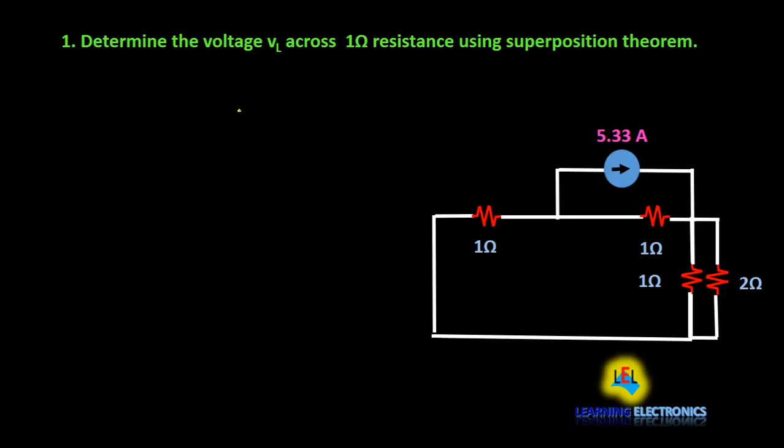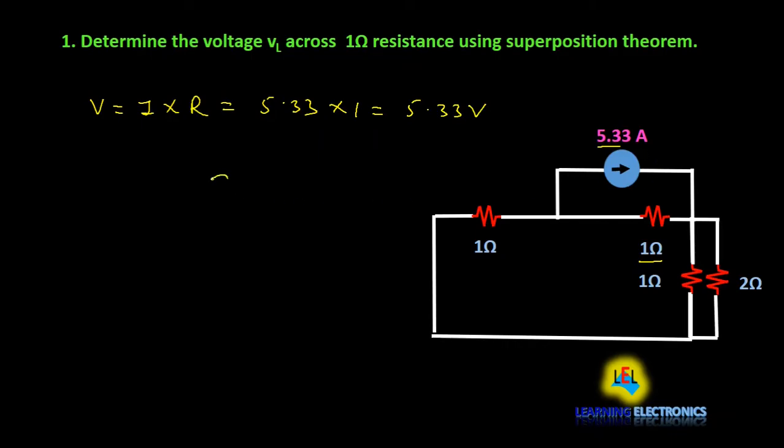Okay. Now here we can see that this 5.33 ampere current source is parallel with this 1 ohm resistance. So by source transformation we can convert this current source with parallel resistance to voltage source with series resistance. So the voltage of the voltage source will be equal to current of the current source into parallel resistance. Here current is 5.33 ampere and parallel resistance is 1 ohm. So we get 5.33 volt voltage source.